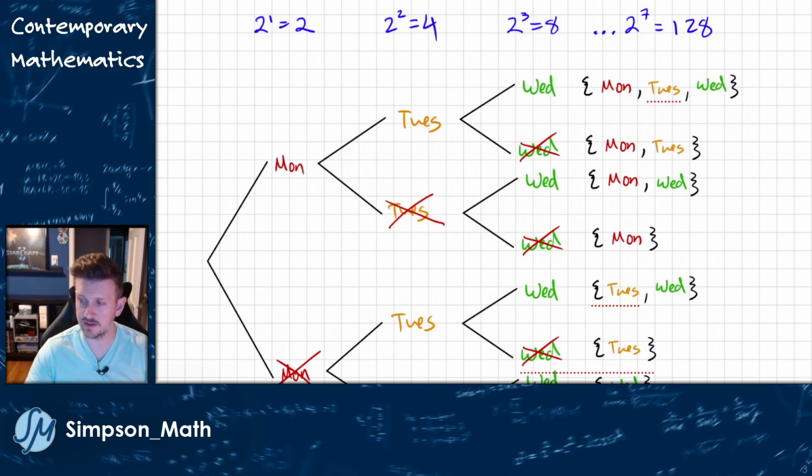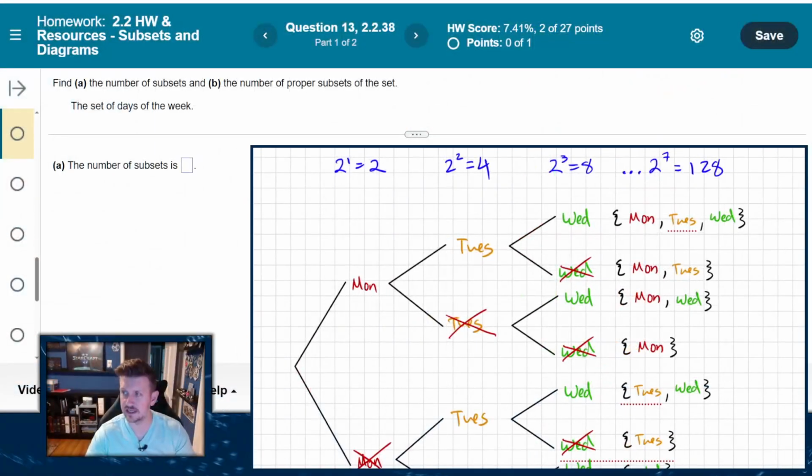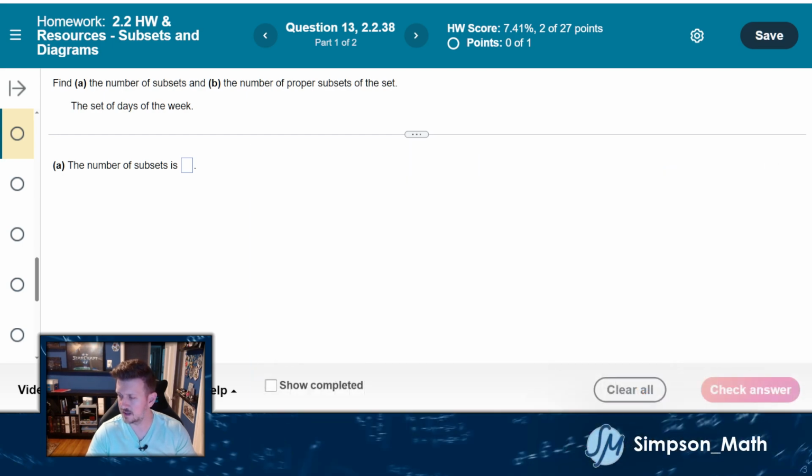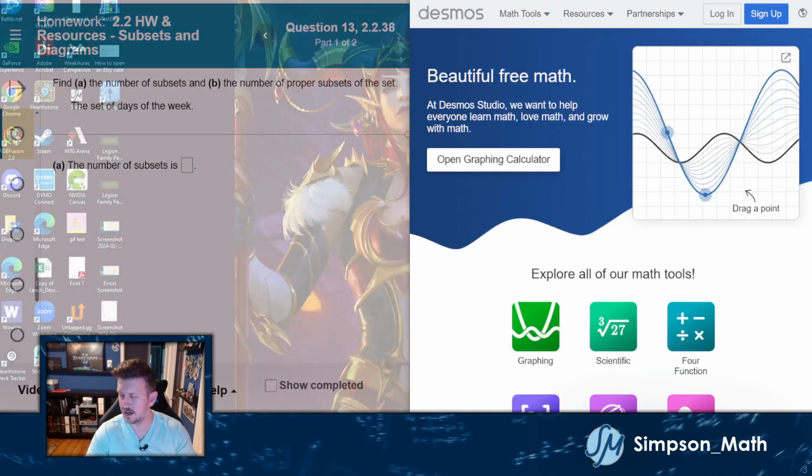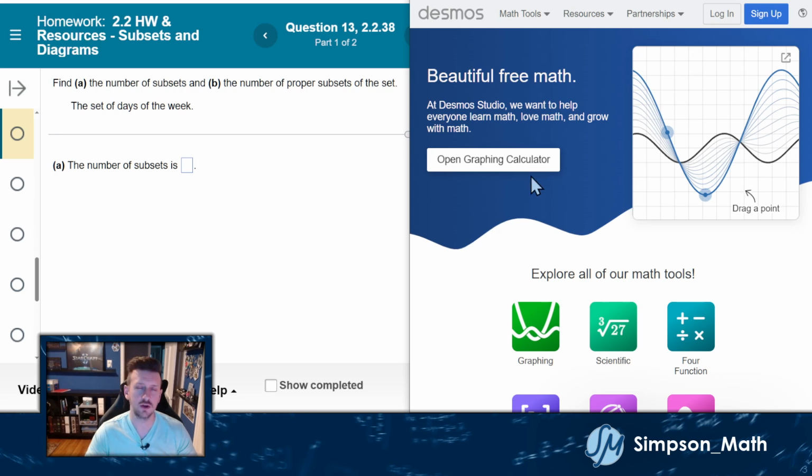So to go to the question that they're asking about, what about the set of the days of the week? Well, there are 7 days of the week. So that would be 2 to the 7th, or 128. Let's pause for a second and talk about how I got to that 128. We can use our Desmos calculator. In my course, you can use a physical calculator if you have it, so physical, scientific, or graphing calculator.